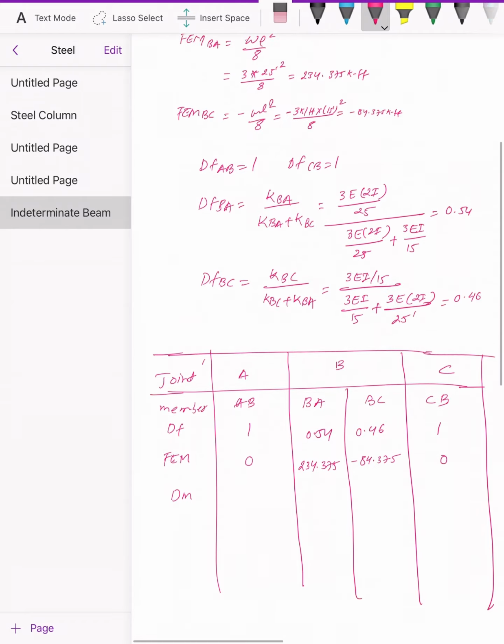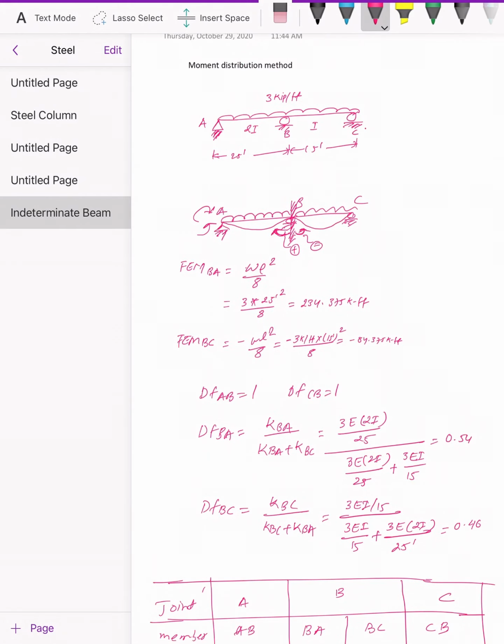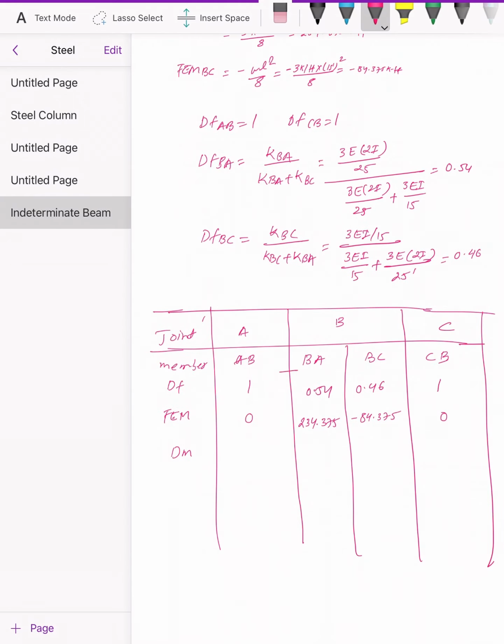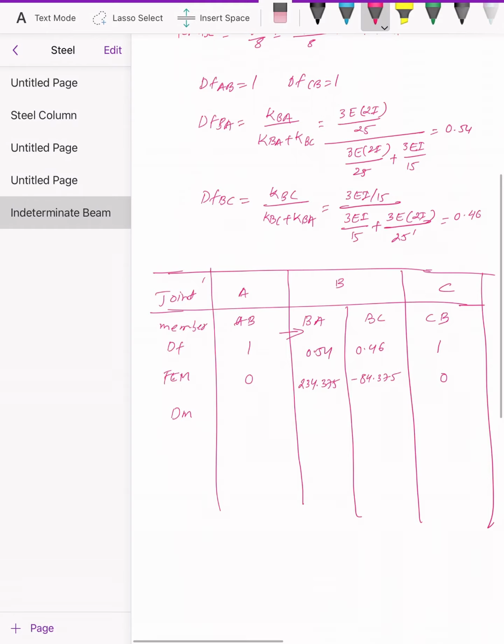Now you have to set in your mind where the moment is going to be distributed. The moment from AB will go to the member BA, and the moment from CB will go to the member BC. That's how it will distribute. From AB it goes to BA, and from CB it goes to BC. That's how we will distribute our moment.